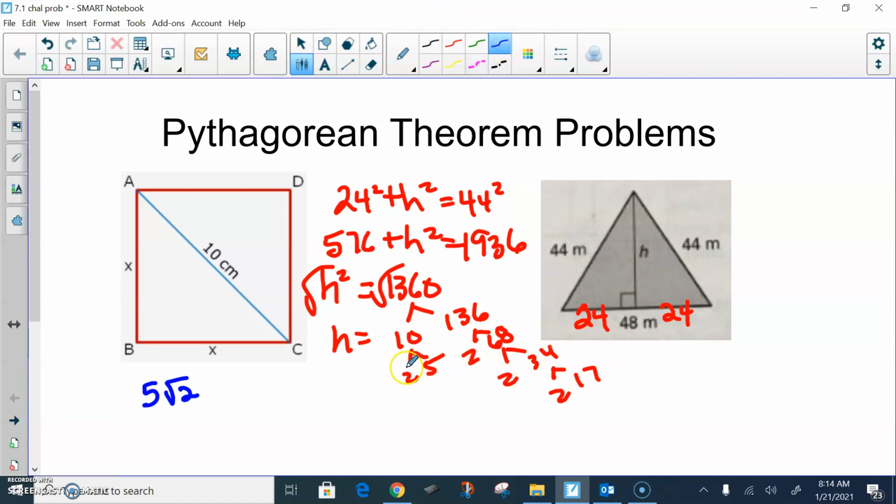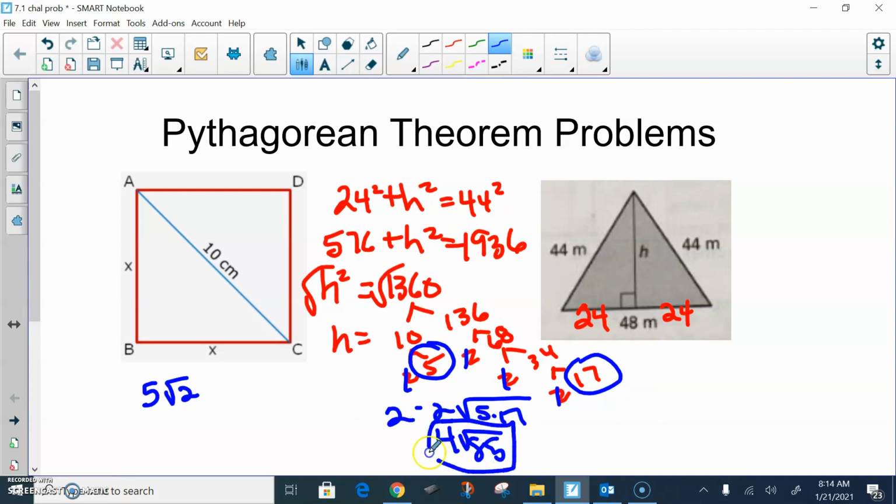All right, let's find our pairs. Looks like we have a pair of 2s. Looks like we have another pair of 2s. And it looks like we have a 5 left over and a 17 left over of our prime numbers. So it looks like we're going to have 4 root 17 times 5, 85 will be the height of our triangle.